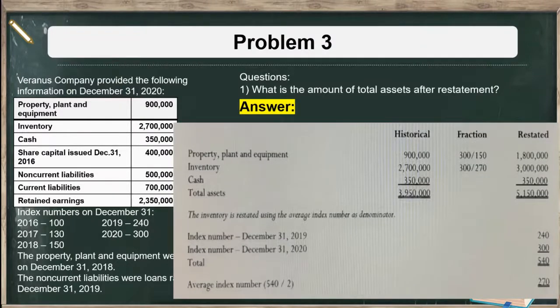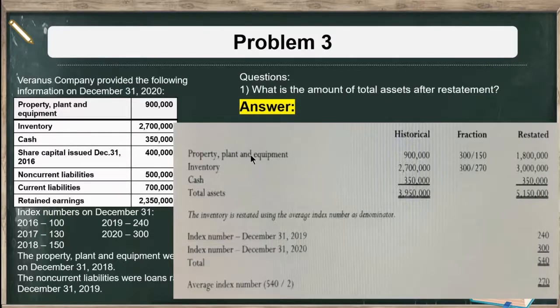So to restate, first we get the assets. We have to identify which are monetary and which are non-monetary assets, because only the non-monetary assets are going to be restated. That's why, as you can observe, the monetary asset is already placed here with the same amount because it is no longer restated. Only the non-monetary assets are restated using the price index.